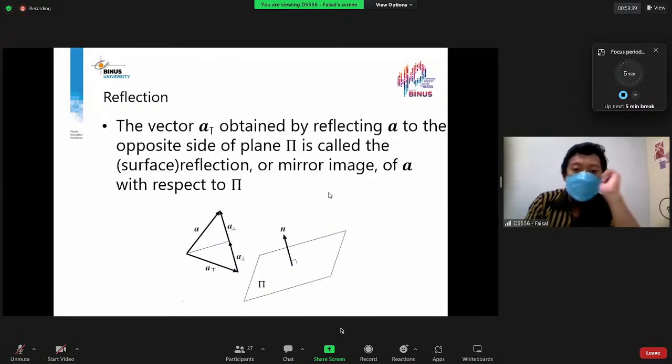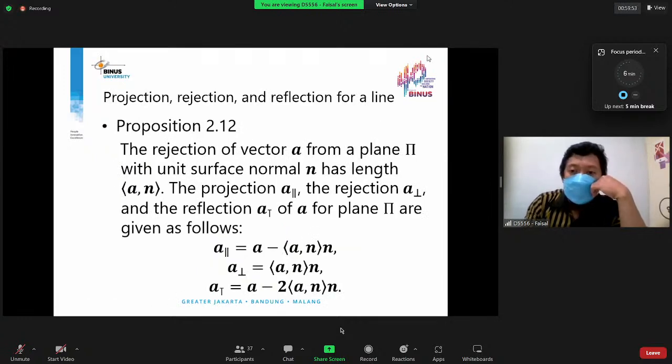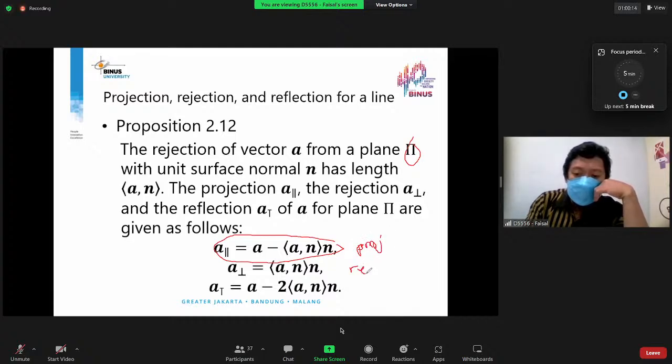And how do we compute the projection, the rejection, and the reflection using the inner product, using the algebra of vectors? We get the formula in proposition 2.12. This is the projection of A onto the plane E. This is the rejection and reflection.